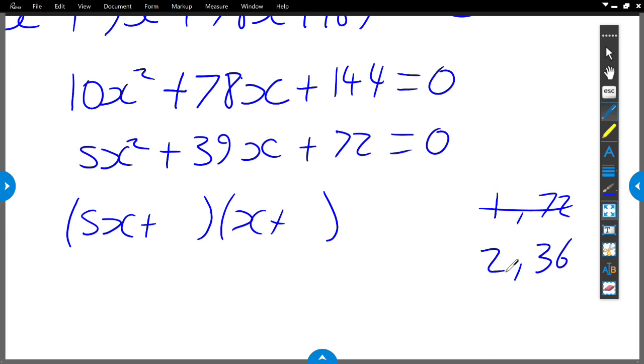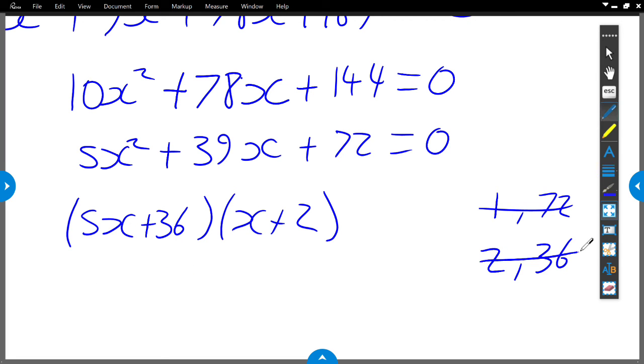Now this is promising, because this is quite close to 39. And obviously I don't want to do 5 times 36, so I'm going to put a 36 here and a 2 here. I don't really want to do this in my head, but we can write it out to be a bit more fluent and confident with what we're doing to begin with. 5x times 2 is 10x. Then 36 times x, we're going to get 36x, which is going to push us over 39x, because we're adding 10x to that.